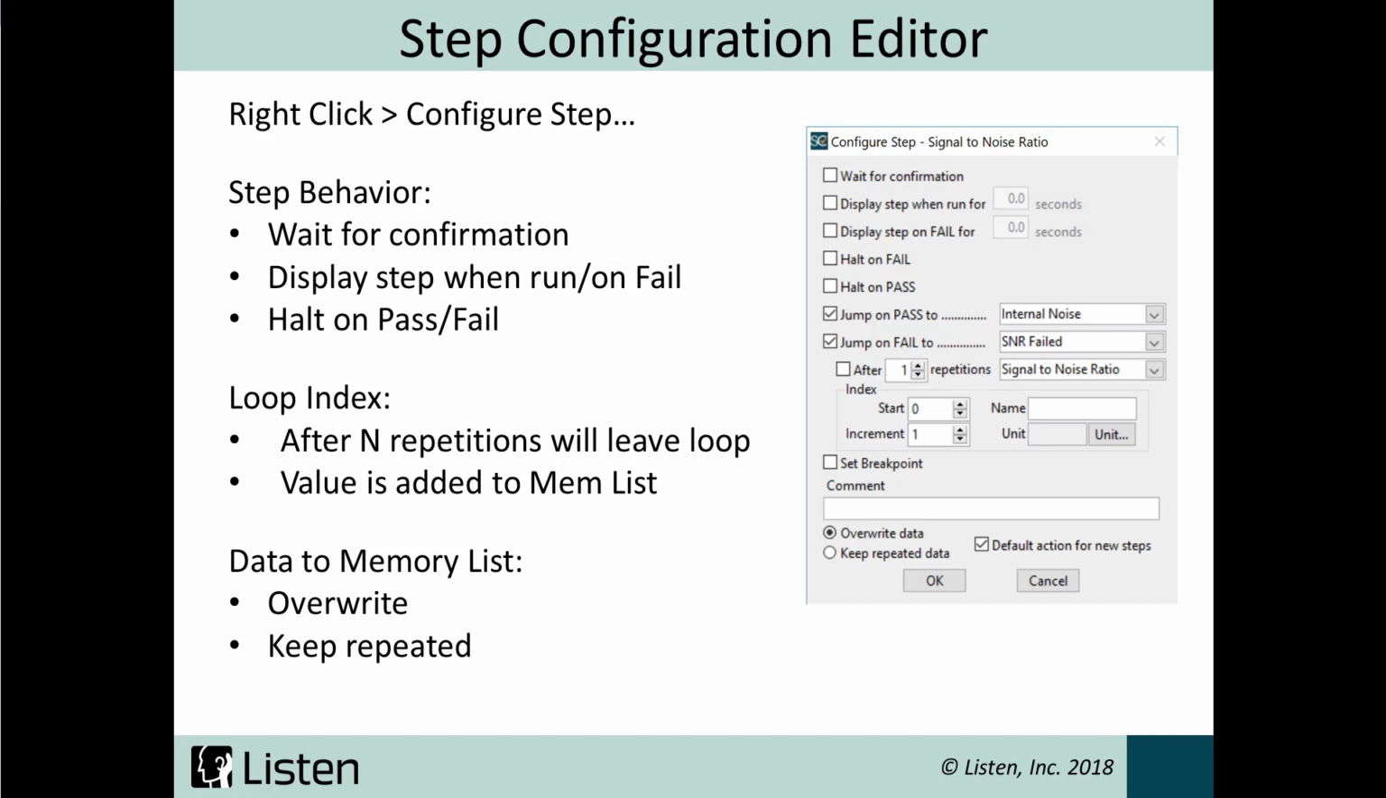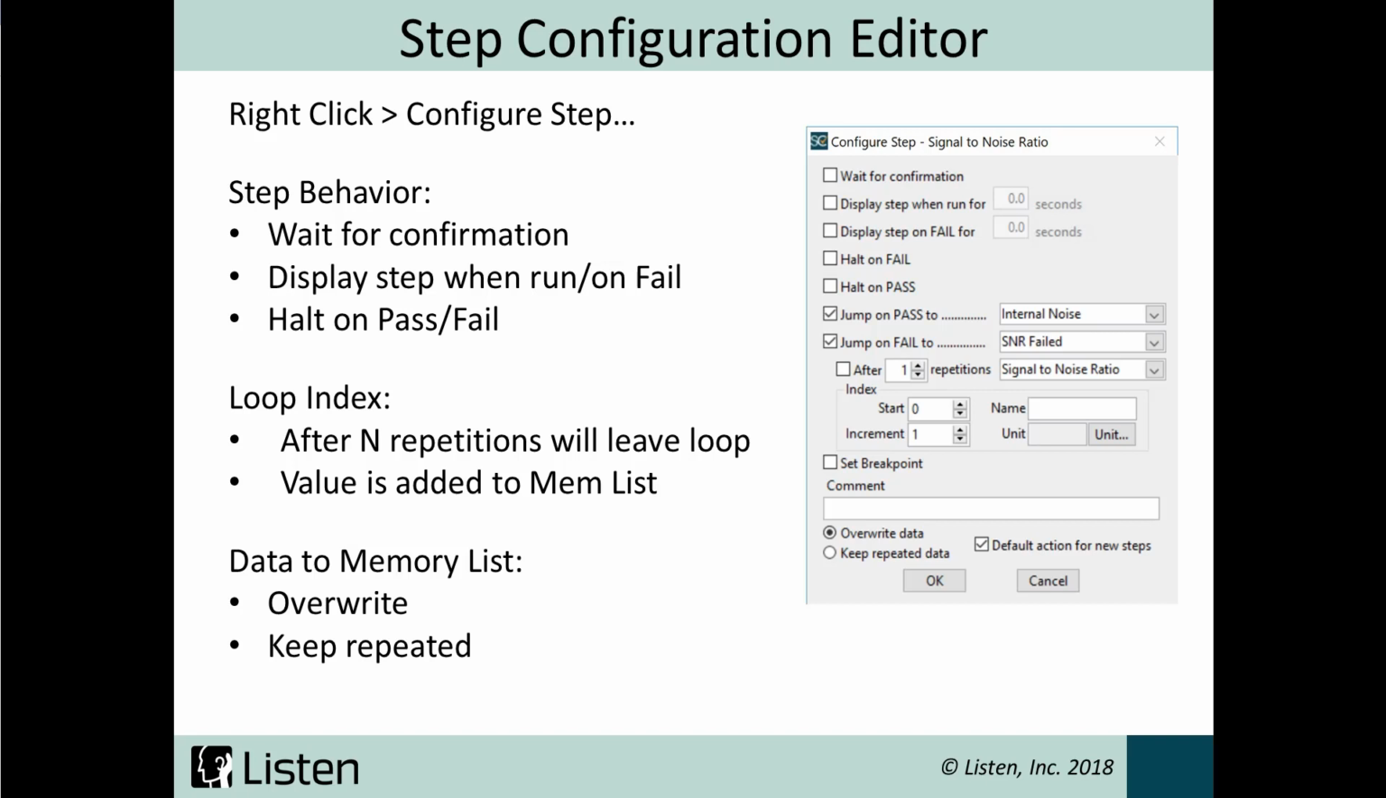Alternatively, we can set the step to jump on either pass or fail. If this is enabled, the drop-down to the right will show us every other step in the sequence. Using these features, we can set different loops or if-then statements within SoundCheck. If a loop is set with jump on pass or fail, we can enable the loop index, where after n amount of repetitions, we jump to a different step regardless if it passes or fails. The name of this loop index can be defined, units can be assigned, and it will enter the memory list. This value can be used in different ways throughout the sequence, which we'll explore in some of our examples.